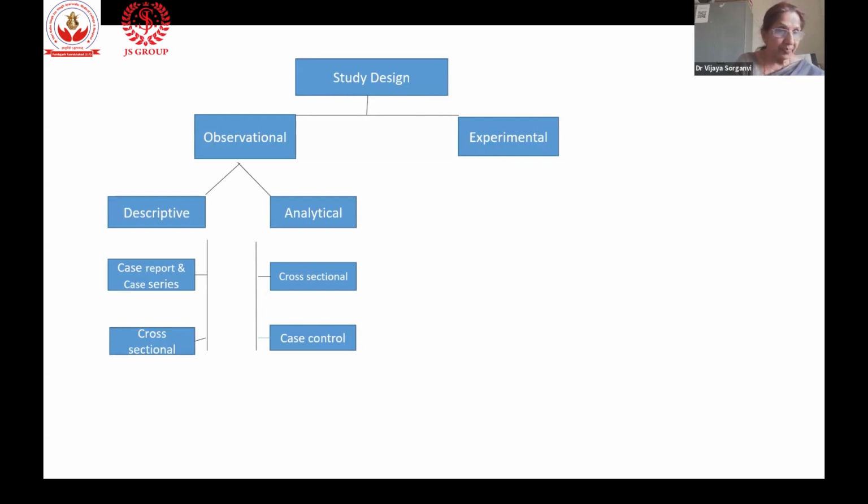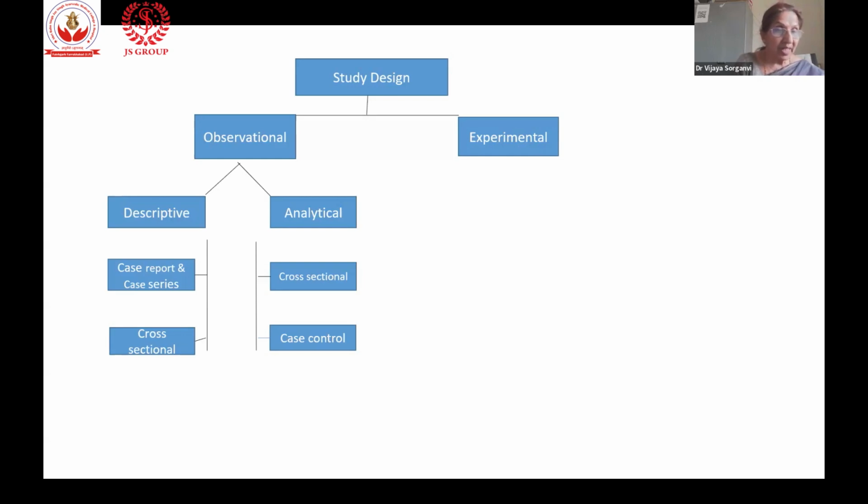In descriptive study, we have case reports and case series. That is one type. Another type of descriptive study is cross-sectional. Similarly, in analytical study, we have cross-sectional and case control. Coming to descriptive study, first is case report and case series. We do this when we have a rare type of subject, a rare disease population. If it is only one rare case, we observe and record all the observations we see in that case and report it. That is called a case report.